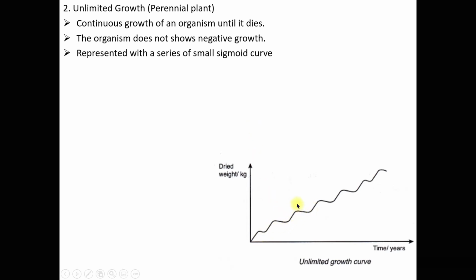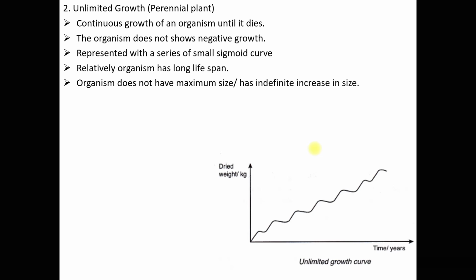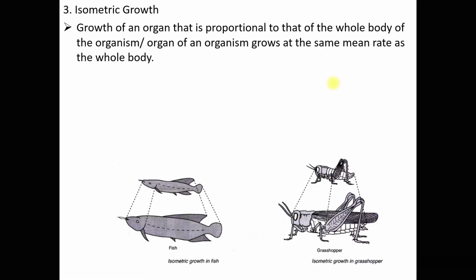So you can see the small sigmoid curves here. 1, 2, 3, so many small series of sigmoid curves. So relatively these organisms have a long lifespan. And the organisms do not have a maximum size, or the organism has an indefinite increase in size, like plants. So the growth of the organism continues throughout life.